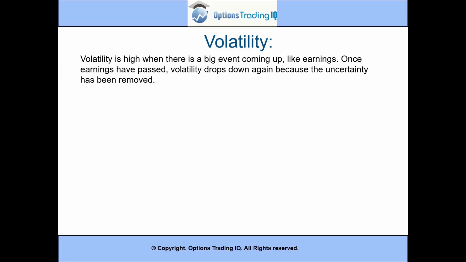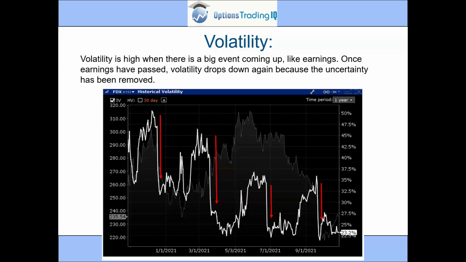Volatility is high when there's a big event coming up like earnings. Once earnings have passed, volatility drops down again because the uncertainty has been removed. You can see a pretty clear example here with the chart of FedEx.